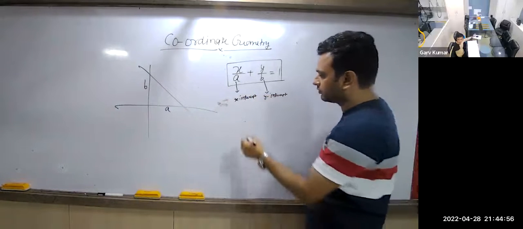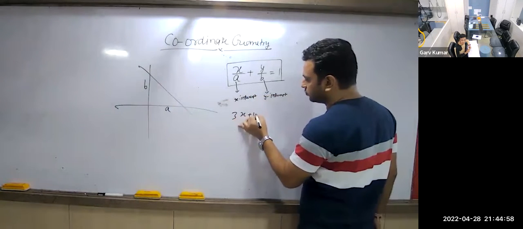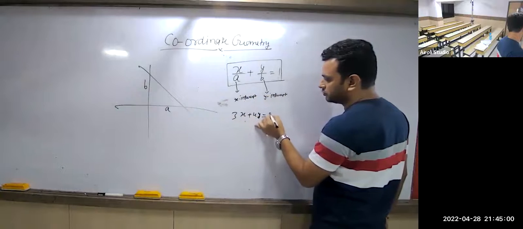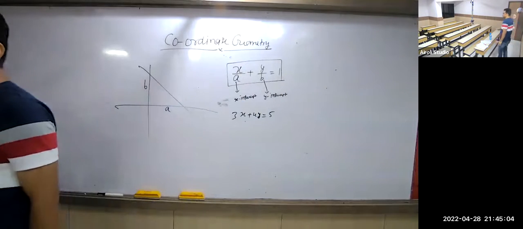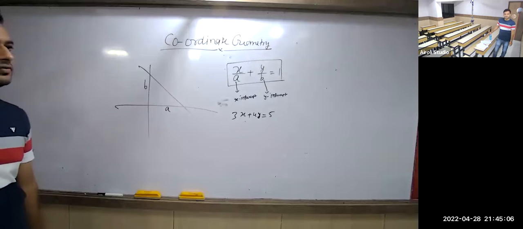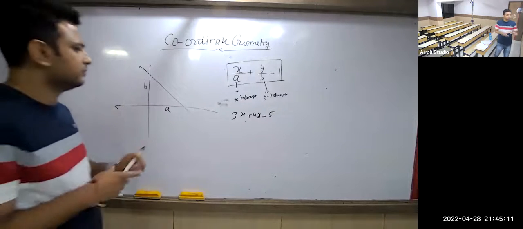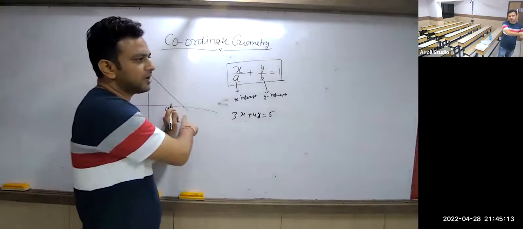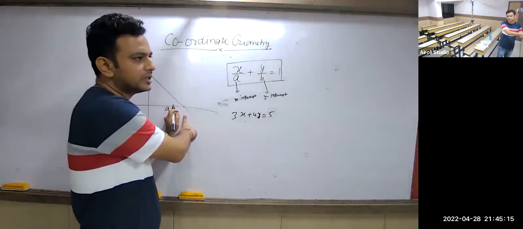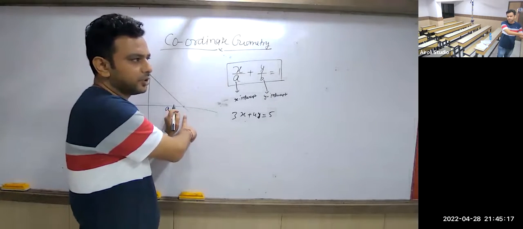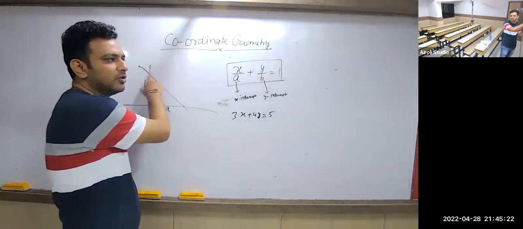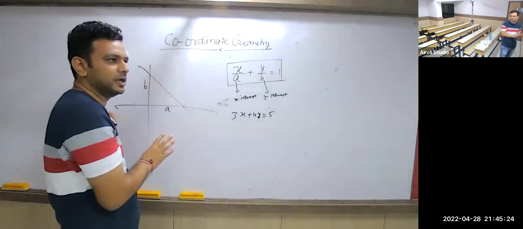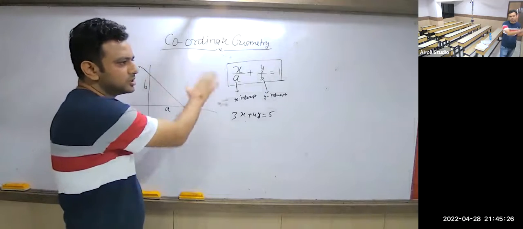Find 3x plus 4y equals to 5. So can you find the intercept formed by the line with the x-axis? You have one method, I told you. If you want this, you can put the y value as 0. You will directly get the x-intercept. And for y, you can directly put the x value as 0. You will directly get the intercept. Or you can use this method also.